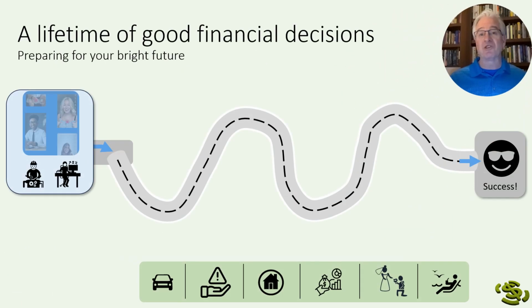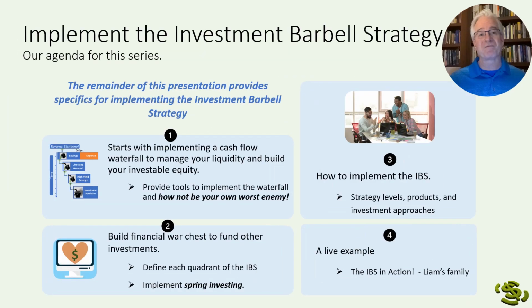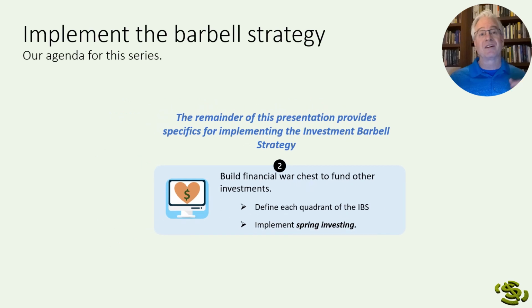As a reminder, here's our financial road. We have many investments and important decisions as we travel our financial life. Here are the 4 agenda items for our investment barbell strategy. Today, we're going to explore number 2. We will more deeply define the IBS and show you how to implement the IBS.